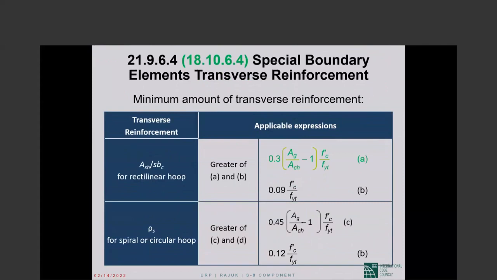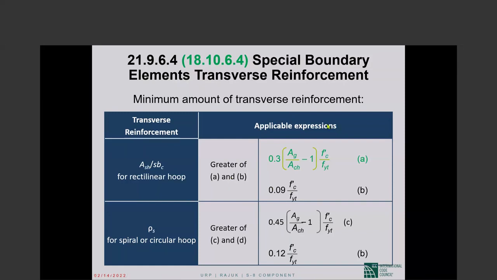The second concession is that in the case of a column, the minimum cross-sectional area of transverse reinforcement shall be the larger value given by the two different formulas that you see here. In the case of a shear wall boundary element, we make the upper formula inoperative. We say that the upper formula does not count. The minimum cross-sectional area of transverse reinforcement shall come from the second formula.